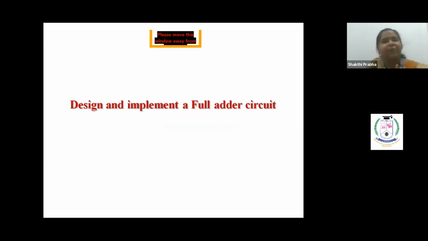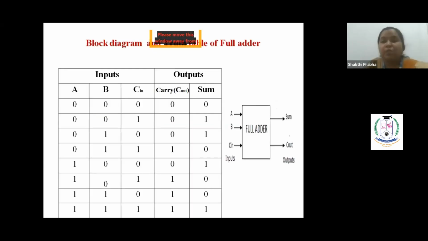This is the block diagram and the truth table for the full adder. This is a diagram for a full adder. As I told you, the full adder makes use of 3 inputs, A, B, and C, and the outputs are quite common, sum and carry. So this is my truth table.